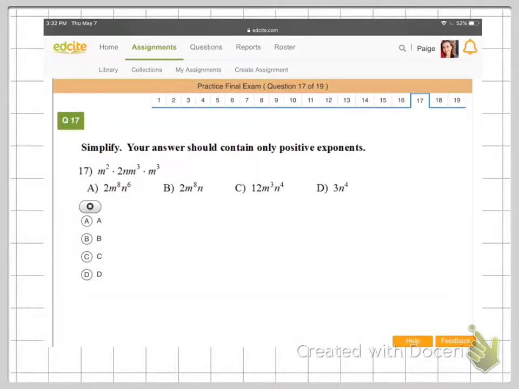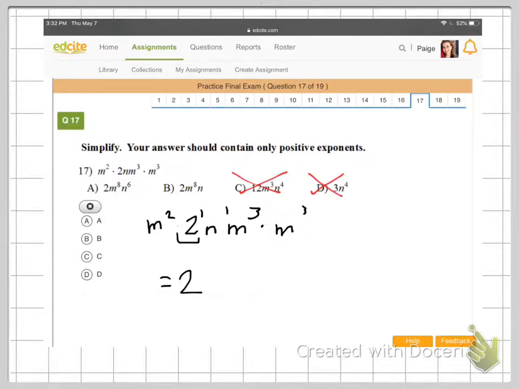All right, diving into exponents. Number 17, let's go ahead and rewrite it. So I've got m squared times 2 to the first power, n to the first power, m to the third power, times m to the third power. Okay, so let's start with our big numbers. Our only big number here is 2, so that's going to stay in our answer. And you can look at our answers for what cancels out. So C cancels out and D cancels out. So we're between A and B.